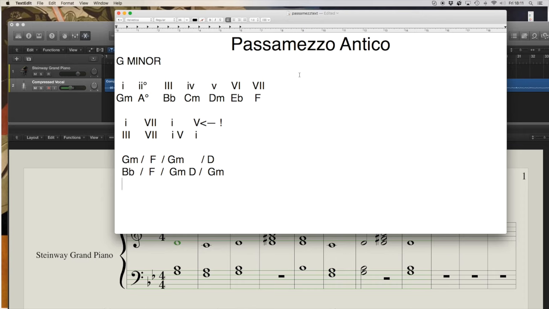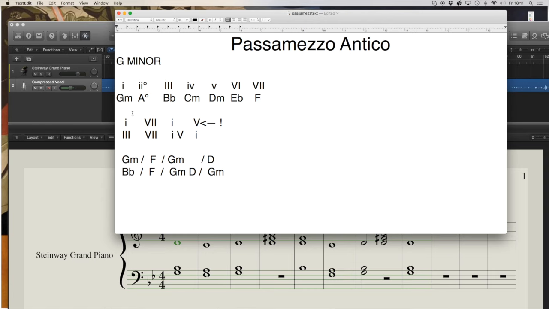And so if we look at it in G minor, I just laid out for you again what chords go in G minor. So you've got your G minor, your A diminished, your B flat major, C minor in the subdominant, D minor in the dominant. You've got your E flat major, and finally your F is the 7.